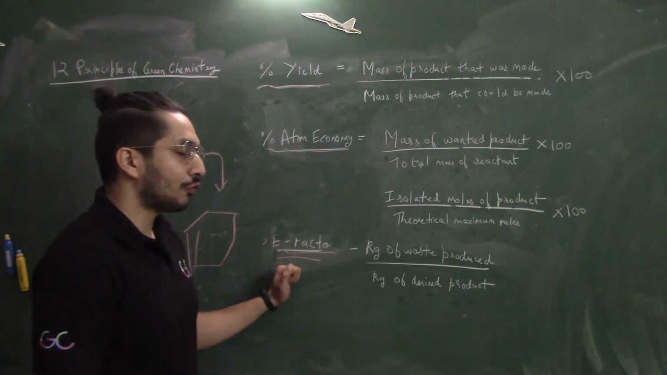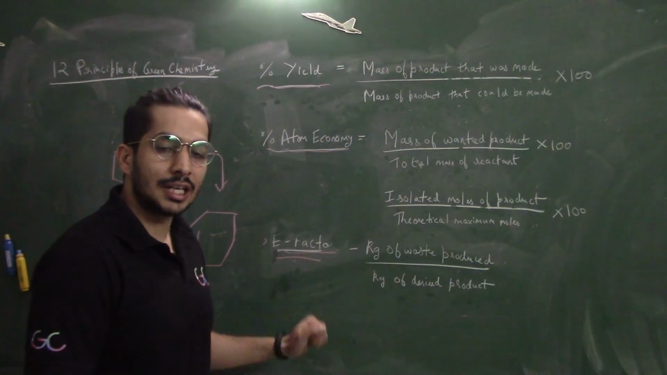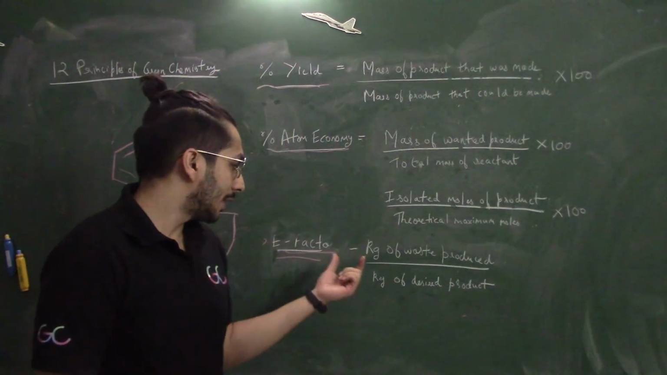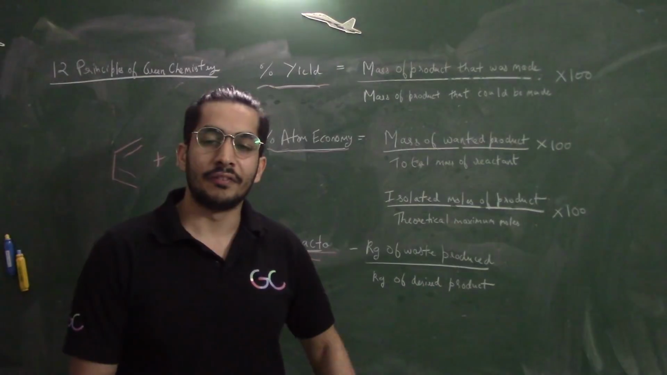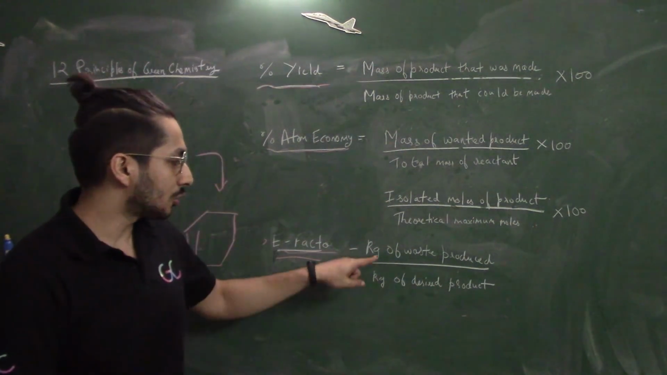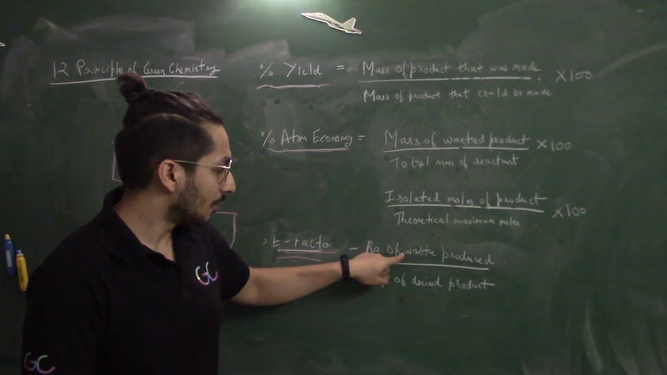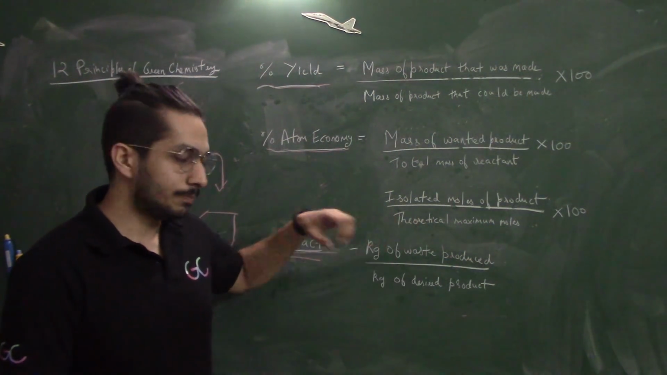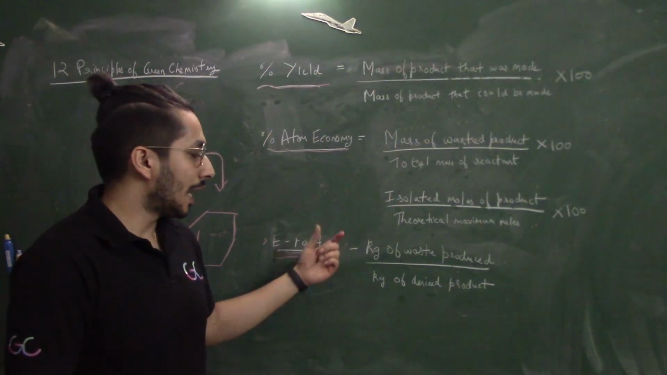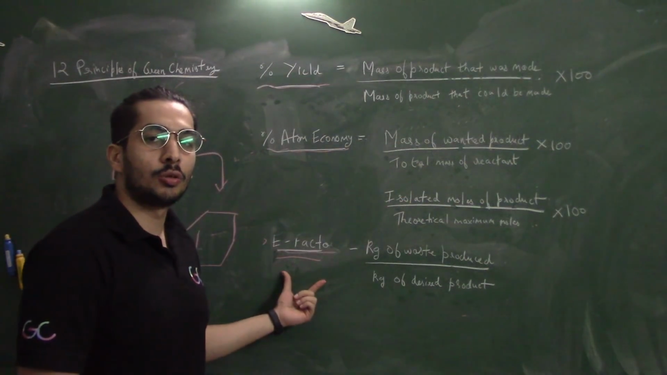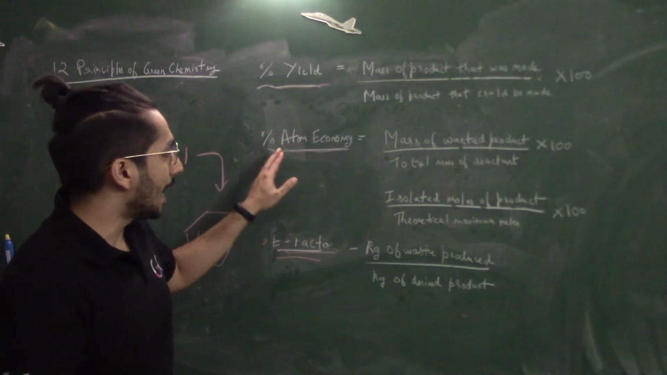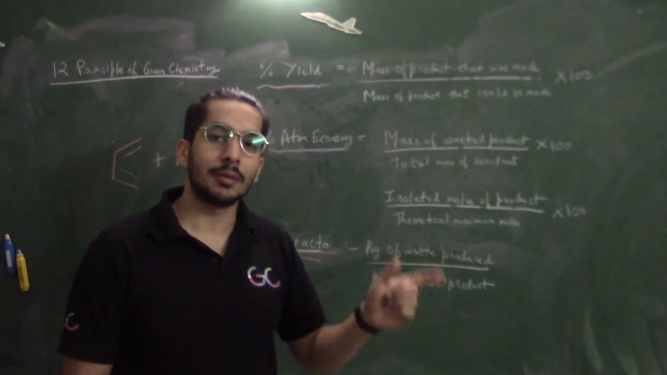The E factor for pharmaceutical industries is highest. That means the pharmaceutical industries produce the most amount of waste. So greater the E factor, greater is the waste produced, or less green is the reaction or protocol. Because over here in the numerator we have the amount of waste produced. So if the amount of waste produced is high, the E factor is going to be high, and if it is low, the E factor is going to be low. So a lower E factor means a greener reaction or protocol. A higher atom economy means a greener reaction or protocol.